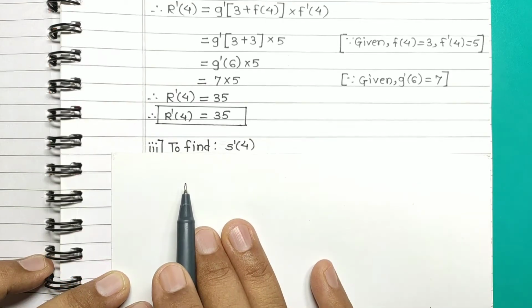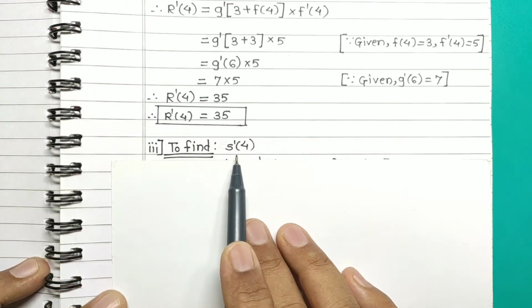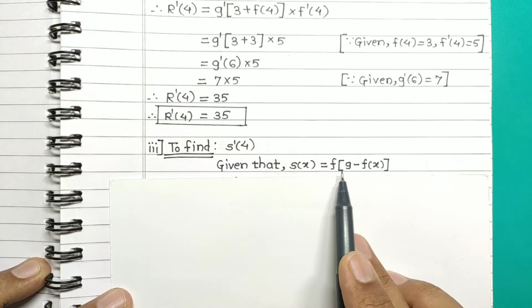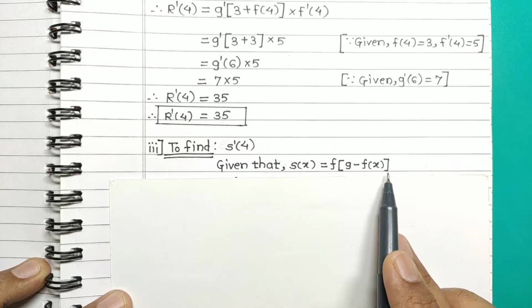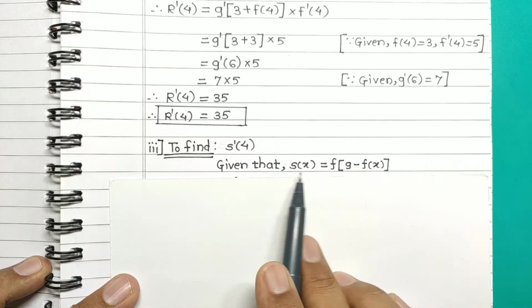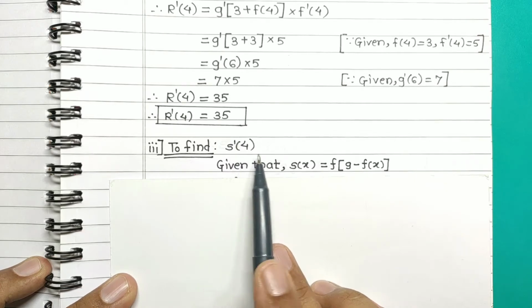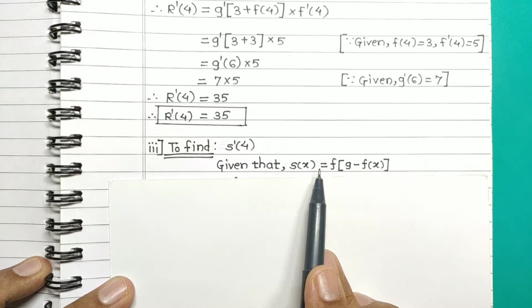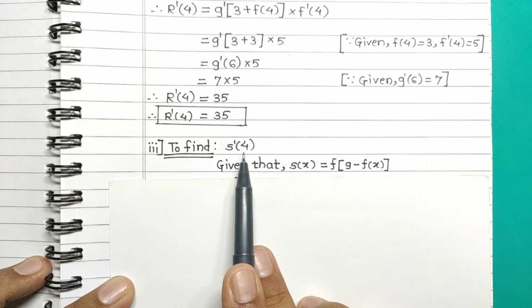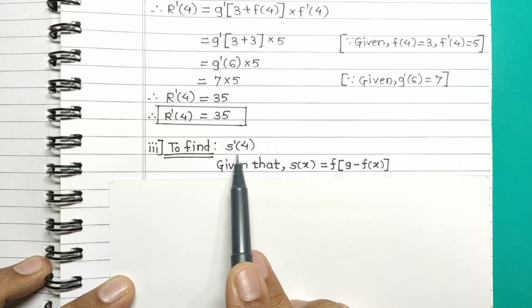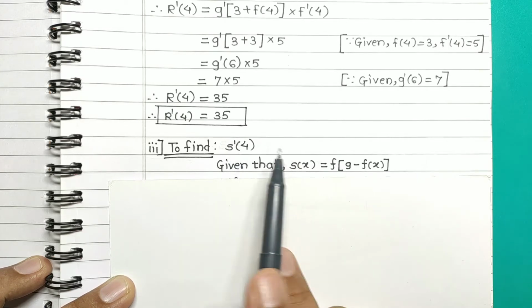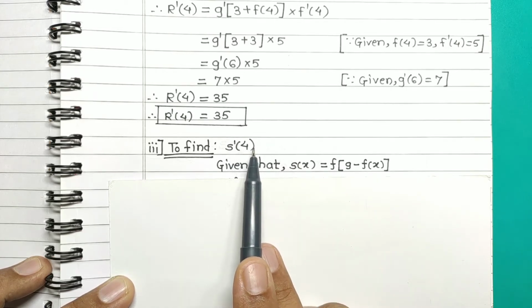Students, then in the third sub question we have to find out s dash of 4, and we are given that small s of x is equal to f of 9 minus f of x. We have to find out s dash of 4. So here we must first find out s dash of x, that means the derivative of this s of x function. Then only we can calculate s dash of 4. The meaning of this term is the derivative of the s function at x is equal to 4.